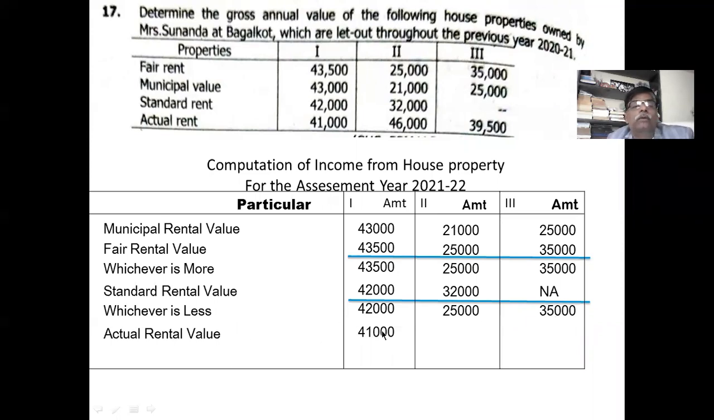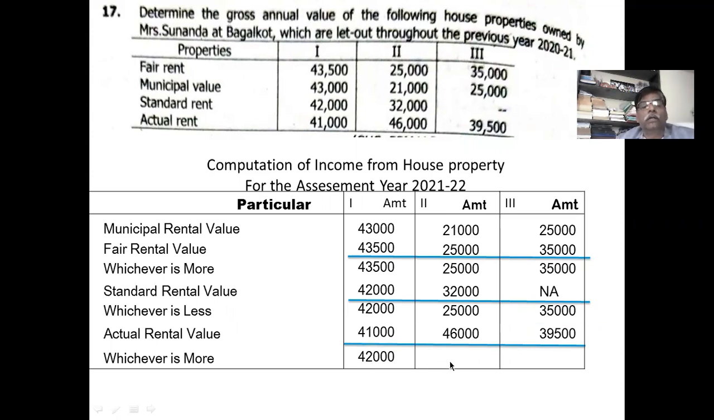Then you take the actual rental value. Actual rental value of the first house is 41,000. Second is 46,000. Third is 39,000. Then compare these, whichever is more. First column 41,200, second column 46,000, third column 39,000, 39,500. Whichever more value is called as gross annual value. In this way you have to calculate.